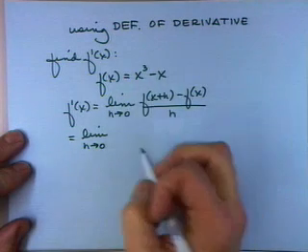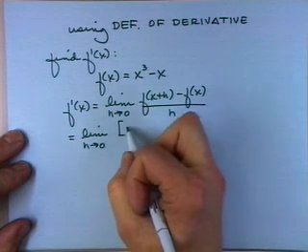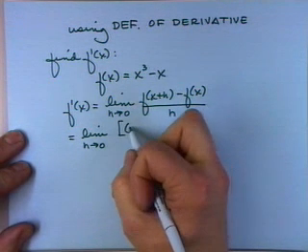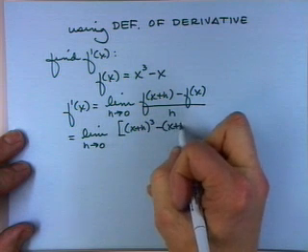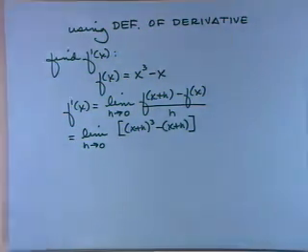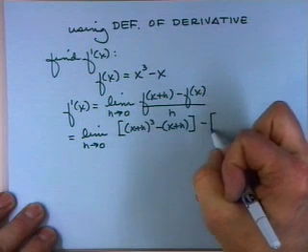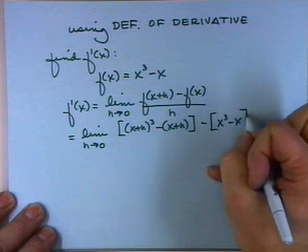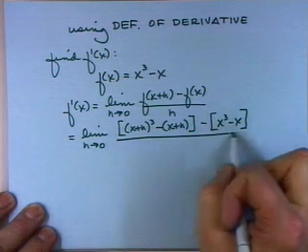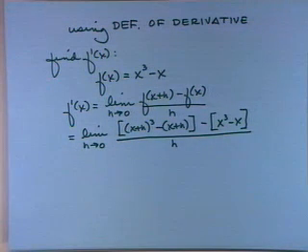So what is this function at x plus h? Well, whatever we're doing to x, we now do to x plus h. So x plus h, the quantity cubed, minus the quantity x plus h. That's the function at x plus h. Minus the function at x, which is the way it was handed to us, all over h as h approaches 0. Is that all right with everybody?